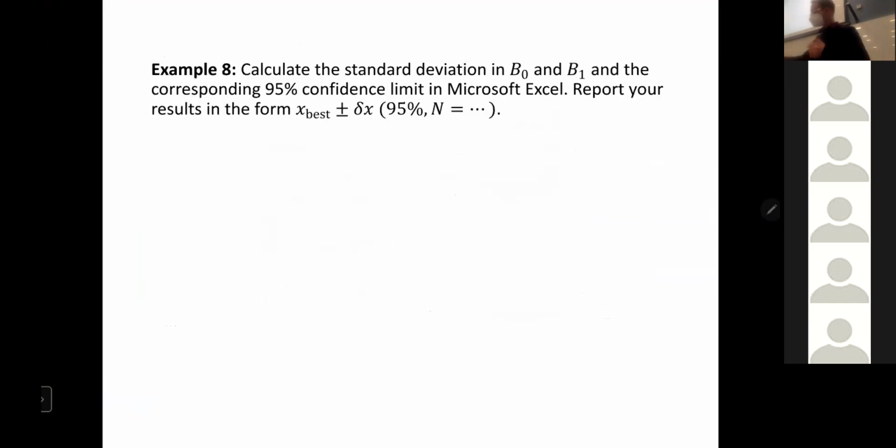Okay, and so if we wanted to report these numbers, then we would write this as, the B1 coefficient was the slope. So this is minus 0.0017 plus or minus 0.0004. And this had units of reciprocal atmospheres.